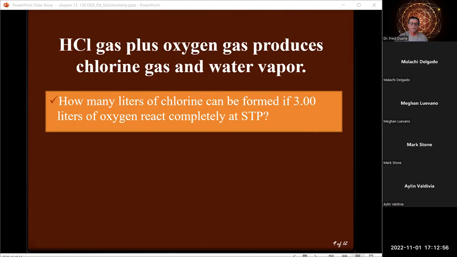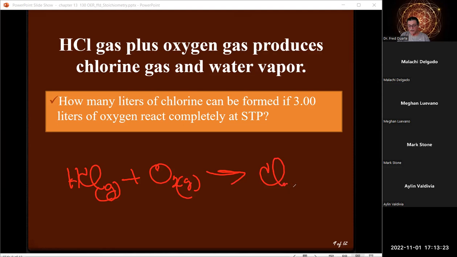All right, here's another problem here. And we won't have too many more left. It's HCl plus oxygen gas produces chlorine gas and water vapor. And so we basically just write what we read here. HCl gas plus oxygen gas produces chlorine, it's diatomic, which is a gas, plus H2O, which is a vapor, also in gas phase.